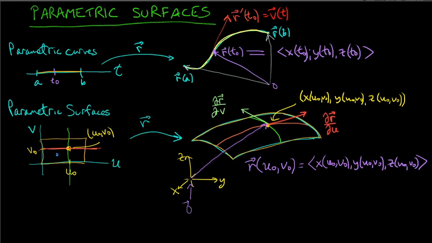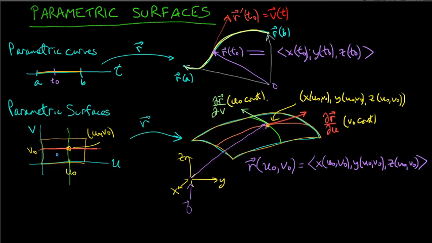And I think we should emphasize that v0 is constant here, because it's only varying with respect to u. So v0 is constant. And for this partial derivative with respect to v, it's the u0 that's constant.